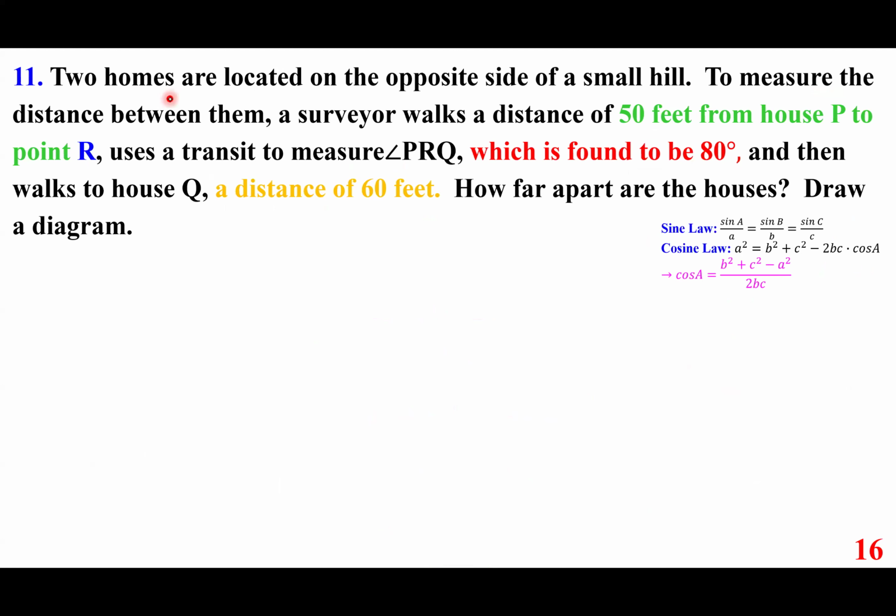Two homes are located on the opposite side of a small hill. To measure the distance between them, a surveyor walks a distance of 50 feet from house P to point R, uses the transit to measure angle PRQ, which is found to be 80 degrees, and then walks to house Q, a distance of 60 feet. How far apart are the houses?